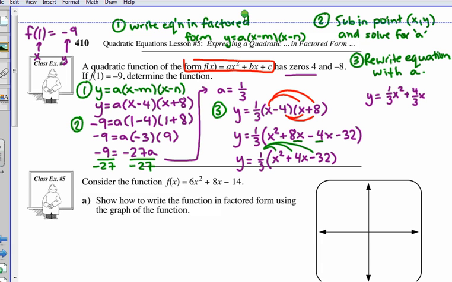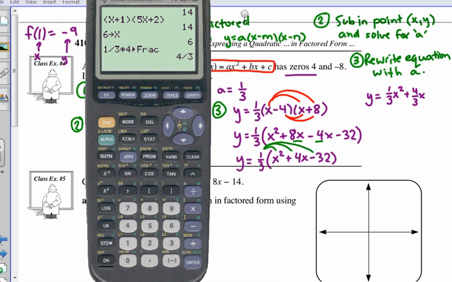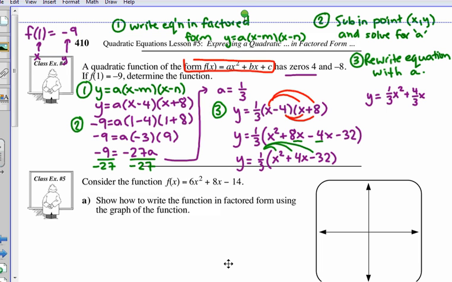And then a third times negative 32. So again, 1/3 times negative 32 gives me a decimal. So I'm going to go math, enter, enter. It's negative 32 over 3. It doesn't reduce. So negative 32 over 3. And that's our final answer. There you go.